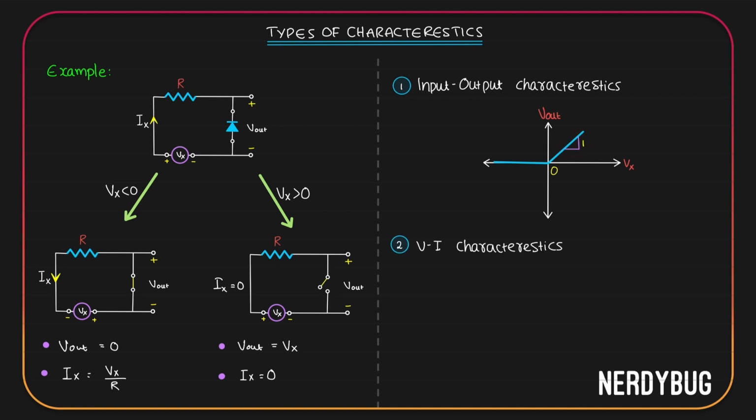Next, we have to plot the VI characteristics, and this is how it will look like. When input is negative, we found Ix is Vx by R. Ix is proportional to Vx and the constant of proportionality is 1 by R. So we'll get a straight line with slope 1 by R. Now when Vx is positive, Ix is simply 0 and that is what is plotted over here.